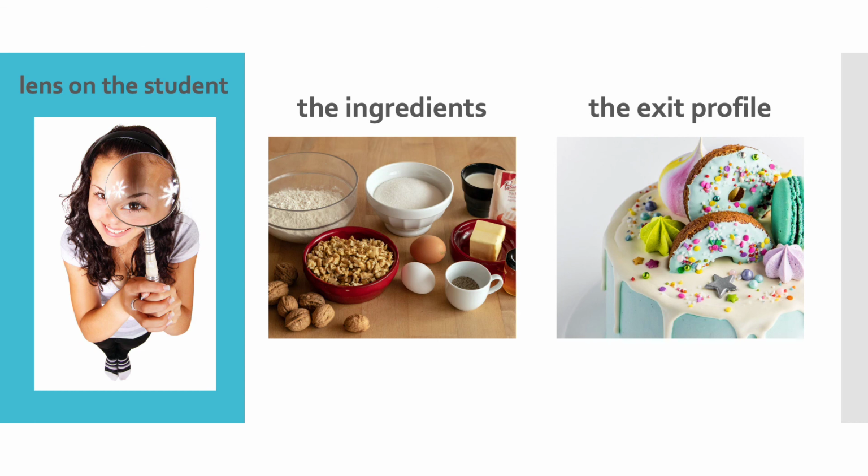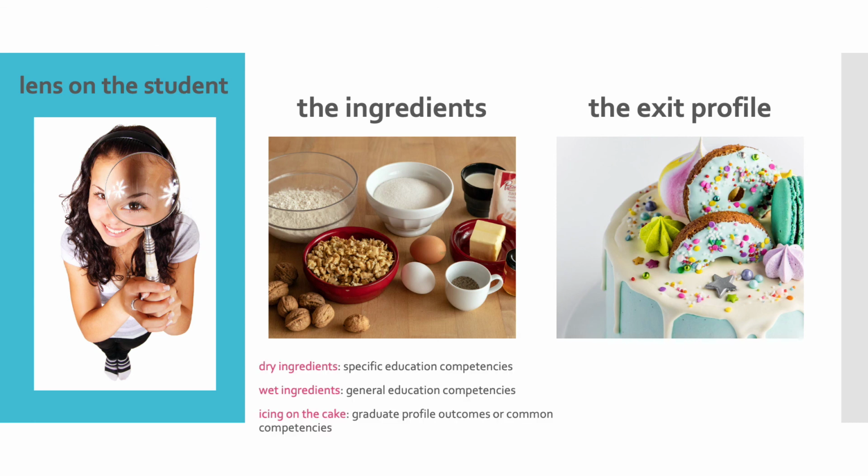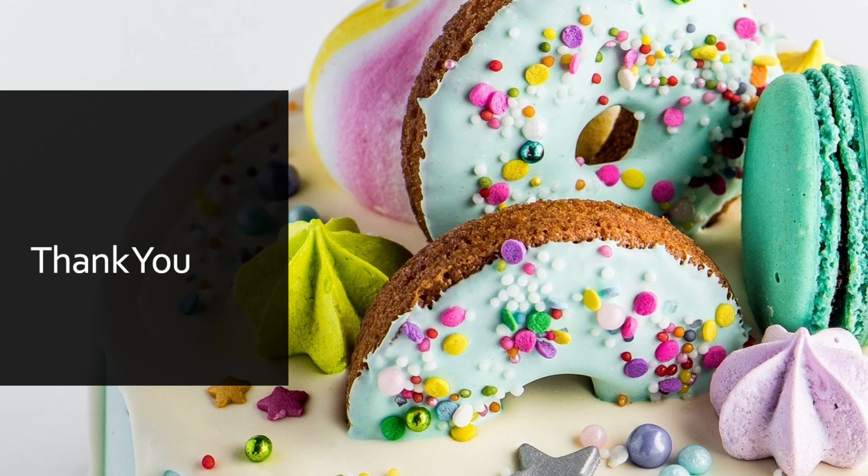One can think of program competencies as the dry and wet ingredients for writing an exit profile, and the graduate profile as the icing. The exit profile outcomes are greater than the sum of the program parts, the results of integrating the ingredients. Now that we have an exit profile, we can begin the process of designing the program structure, selecting courses, and developing learning and assessment activities.